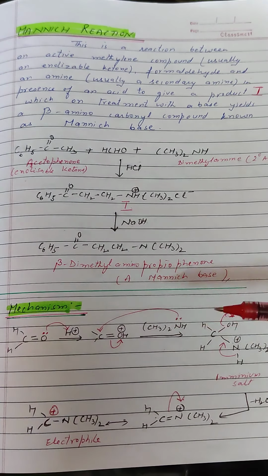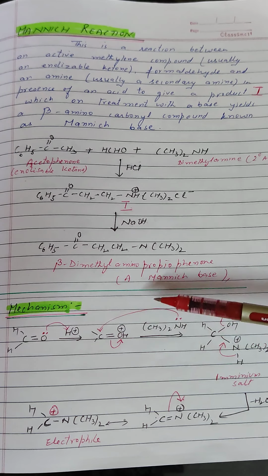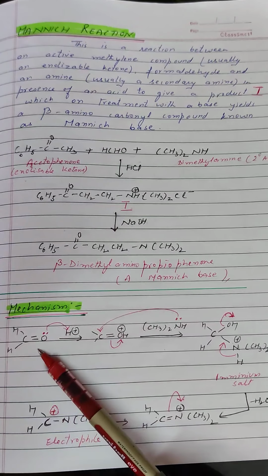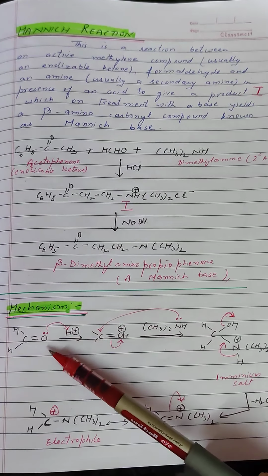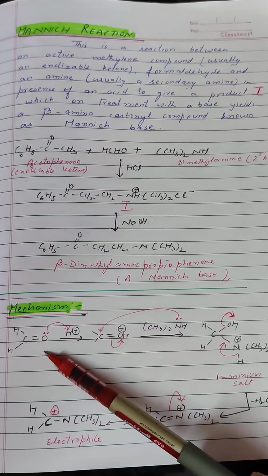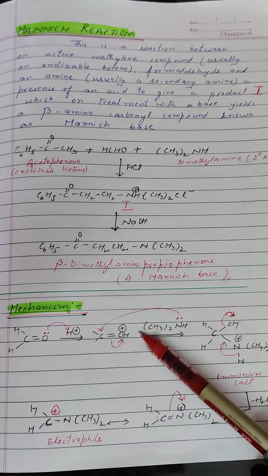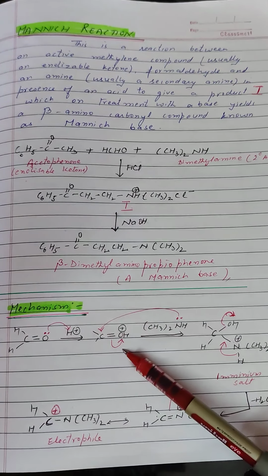Now, let us take up the mechanism of this reaction. This mechanism we can divide in many parts, and the first part of the mechanism, the acid HCl which we have taken here, it is going to protonate the formaldehyde. The acid is going to protonate the carbonyl oxygen of the formaldehyde. Here, as you can see, this is protonating the carbonyl oxygen of the formaldehyde.